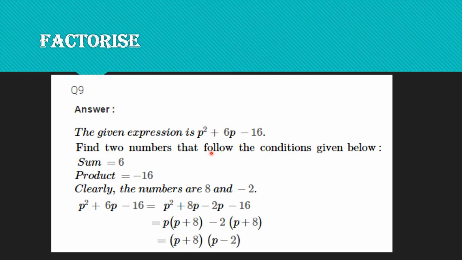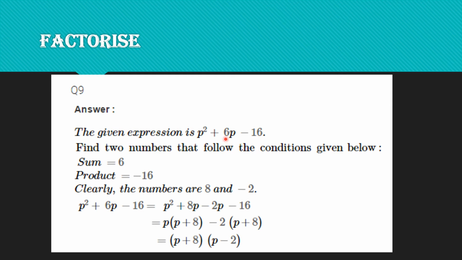Factorize the given expression p squared plus 6p minus 16. Find two numbers such that the product is minus 16 and the sum is plus 6. What are the factors of 16? Find two numbers. 8 twos are 16. Right? 8 twos are 16. But it has to be minus 16, which means any one of the numbers should be minus.